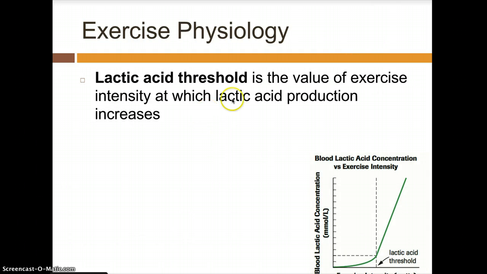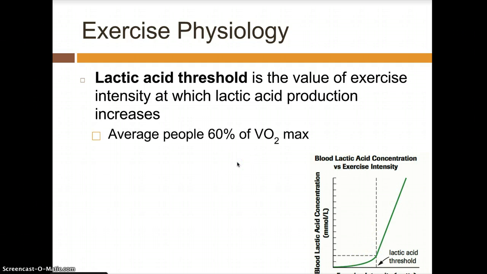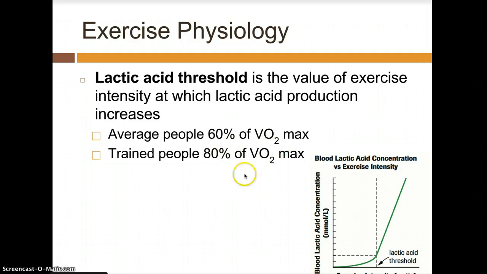All right, there's a lactic acid threshold, which is the value of exercise intensity where lactic acid production increases. So there's a certain amount, this would be a mediocre level of intensity of your exercise. Once you reach a certain threshold, you'll notice it will spike here. So the lactic acid concentration will dramatically increase, and this is simply because your muscles need that extra energy. So for average people, it's at about 60% of their VO2 max. And for trained people, it shows up at about 80% of their VO2 max.